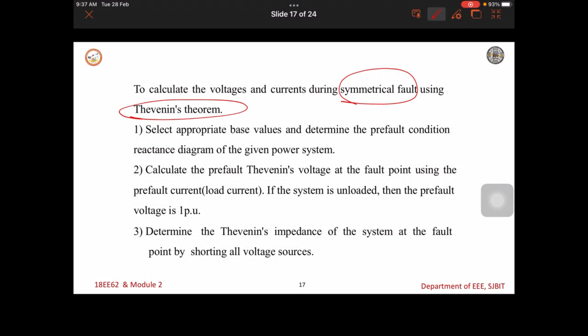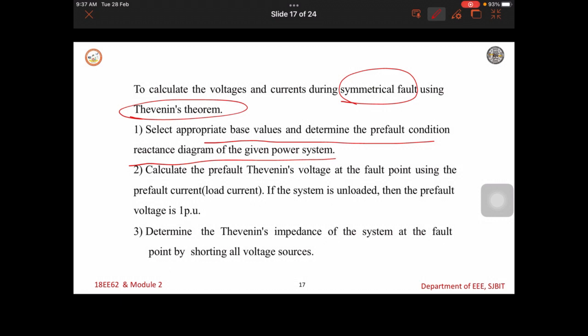First, we have to choose the appropriate base values and find the pre-fault condition reactance diagram. Just like in the previous module, module 1, the one-line diagram gives all the component ratings and winding connections. For that, it is required to find the reactance diagram, which you have learned. The same we have to do here.